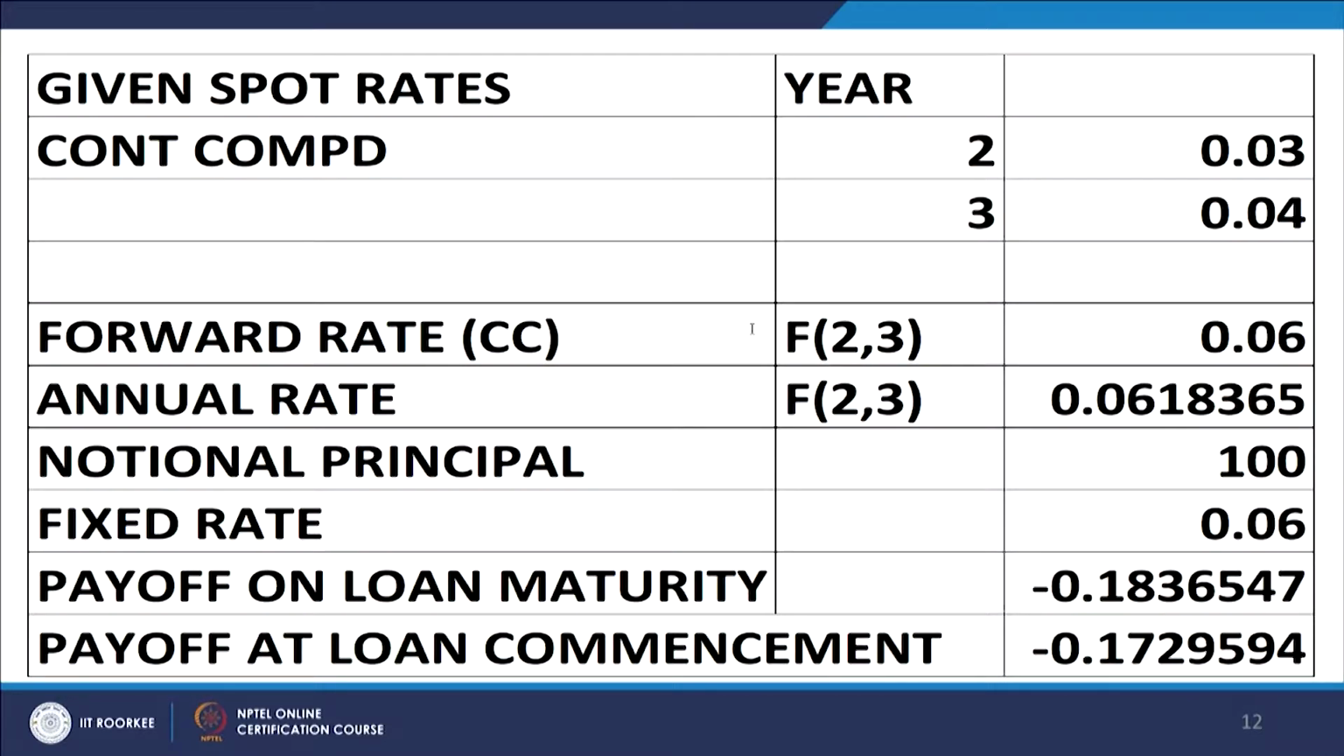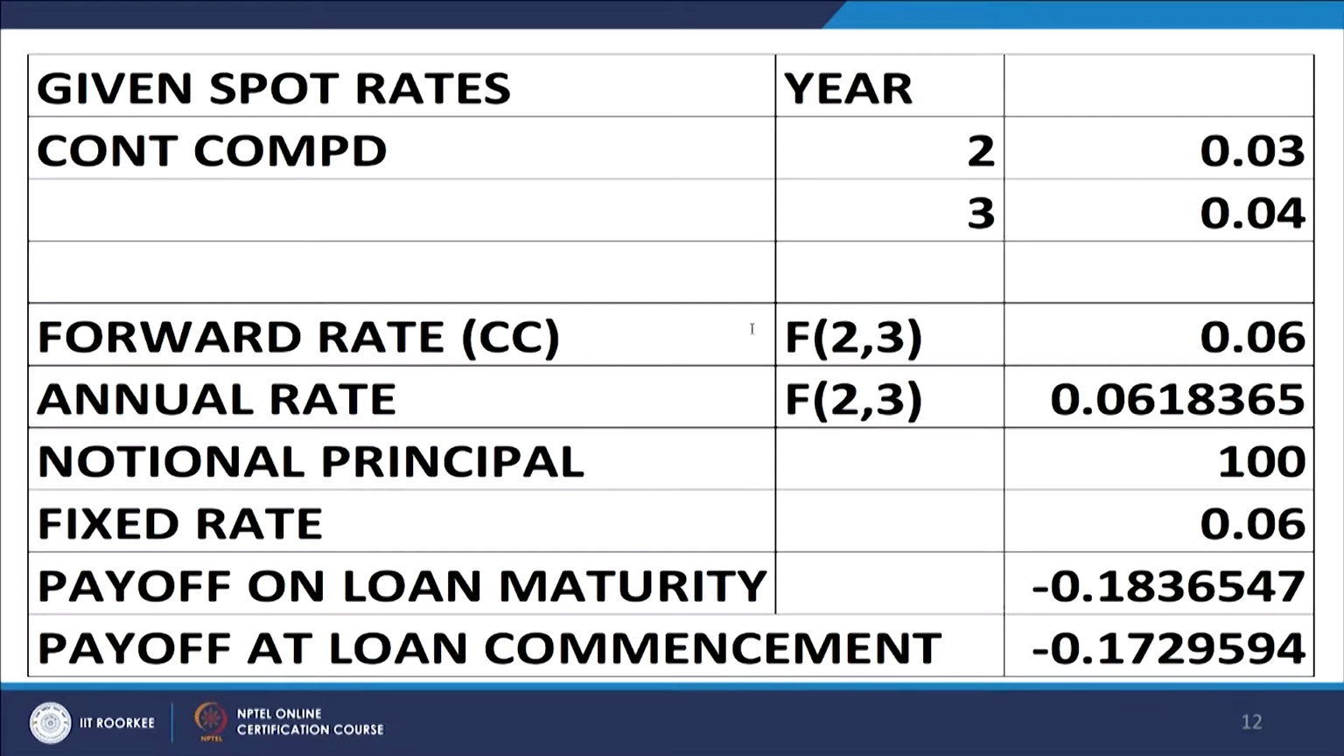Now, the given spot rates are, for 2 years it is 3%, for 3 years it is 4%. Therefore, the implicit forward rate, you see these are two spot rates. By using the concept of no arbitrage, we can work out the implicit forward rate for the period from the end of the second year to the end of the third year, which I have denoted by F23, and that comes to 6%. But that 6% is continuous compounding. Because the fixed rate is to be paid with annual compounding, we convert this continuous compounding rate to an annual compounding basis, so that they are comparable, and the annual rate works out to 6.18365%, corresponding to this forward rate of 6% between year 2 and year 3.